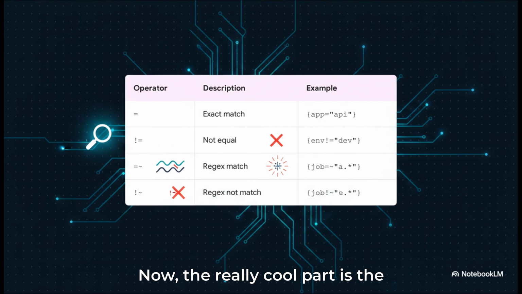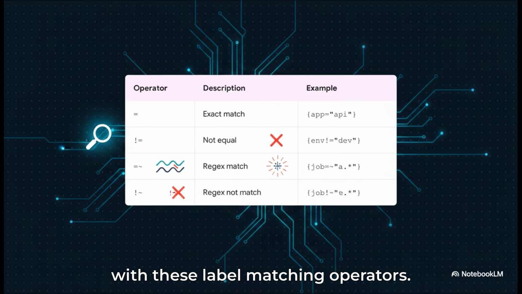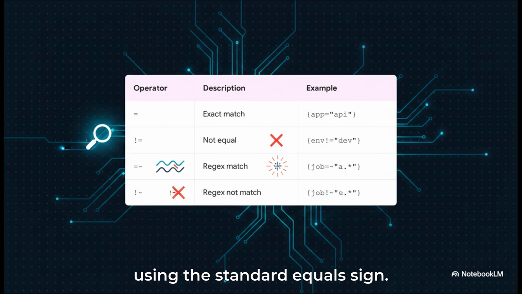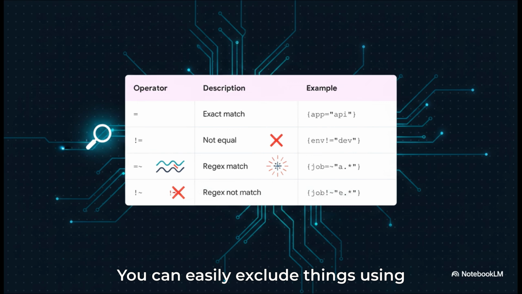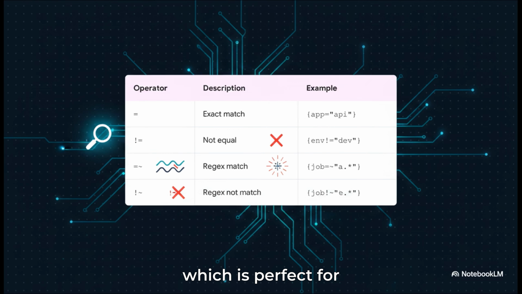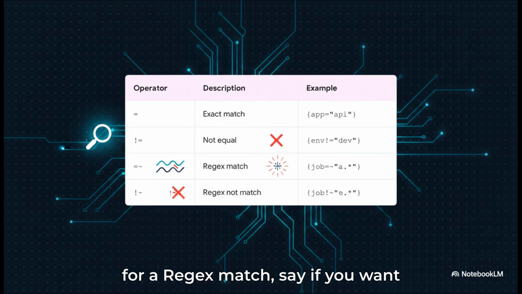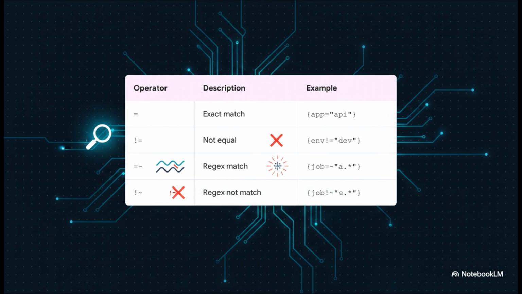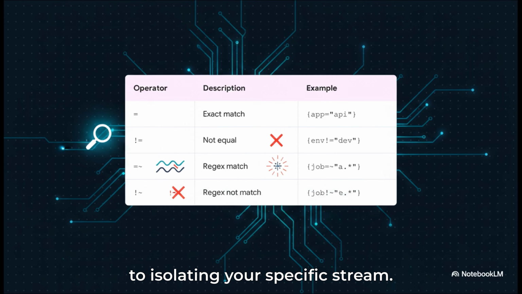Now, the really cool part is the flexibility you get with these label matching operators. You aren't just limited to exact matches using the standard equal sign. You can easily exclude things using exclamation equals, which is perfect for filtering out noise, like environment not equals staging. Or you can step it up and use equals tilde for a regex match, say if you want to target all applications that start with auth-dash. Mastering these 4 operators is step 1 to isolating your specific stream.